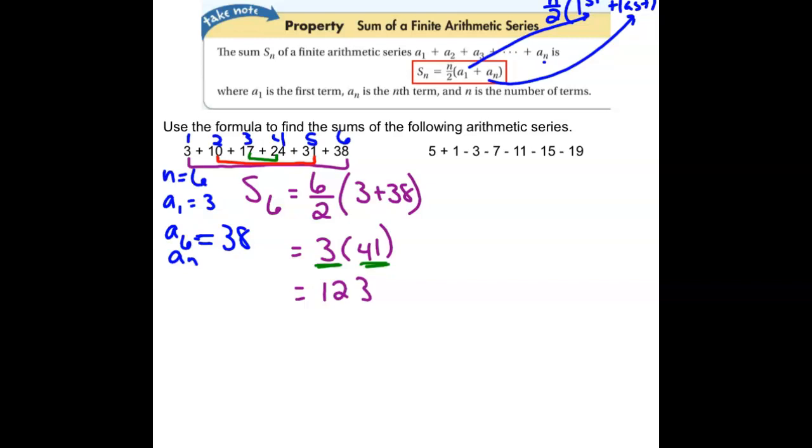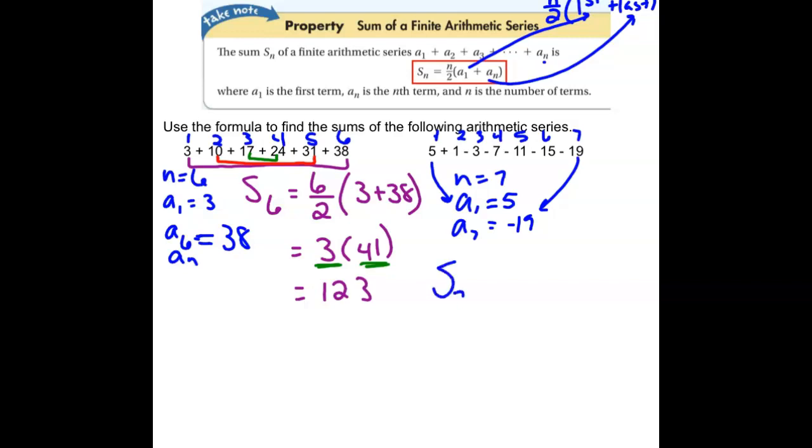Okay, next example. Again, we count our terms, 1, 2, 3, 4, 5, 6, 7 terms this time. So our n value is 7, and we know that our first term is a 5, and our last term, which in this case would be the 7th one, since we're adding 7 numbers together, is a negative 19. Okay, make sure you take that sign with it.